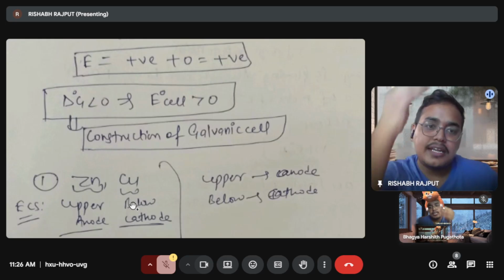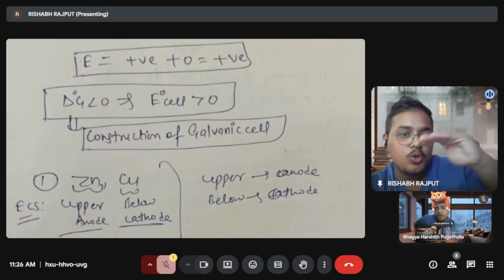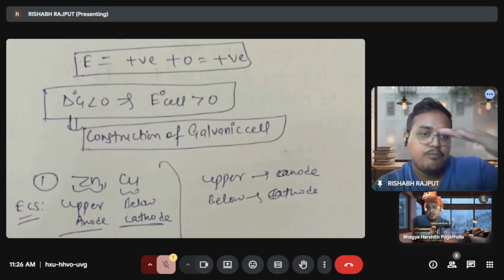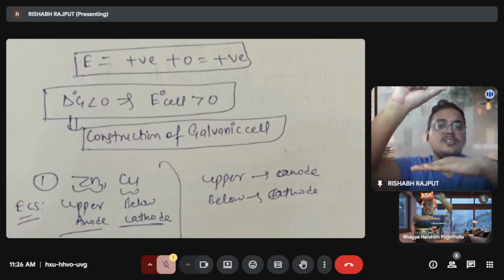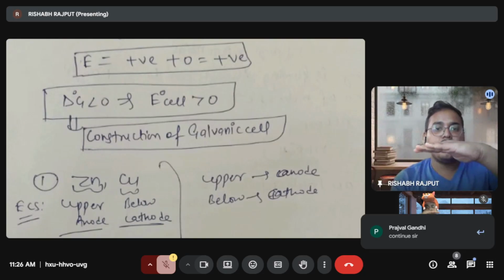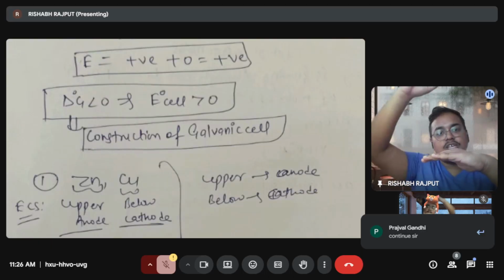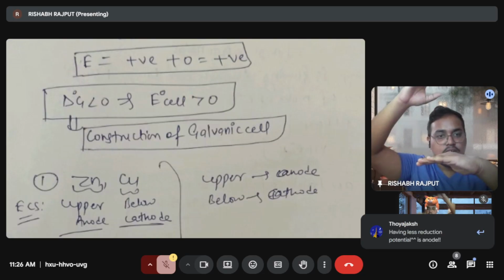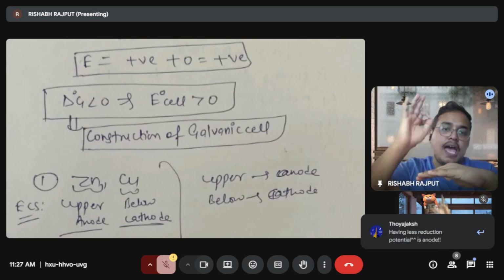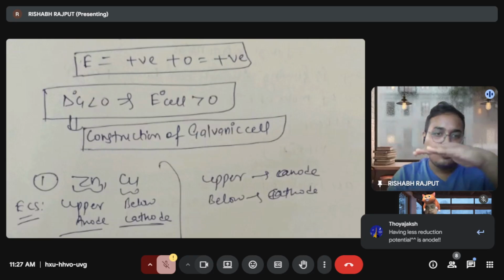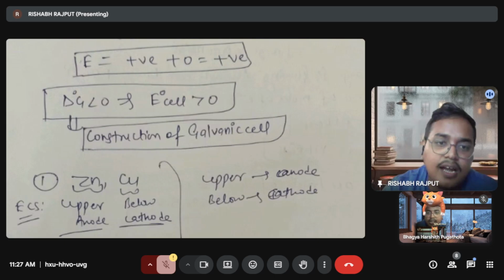Sir, we know the electrochemical series. You know now, guys, the electrochemical series. Above hydrogen, zinc is there. Below the hydrogen, copper is there. Whatever is above the hydrogen is always, 100% every time, the anode. And whatever is below the hydrogen is 100% the cathode. It is 100% clear.